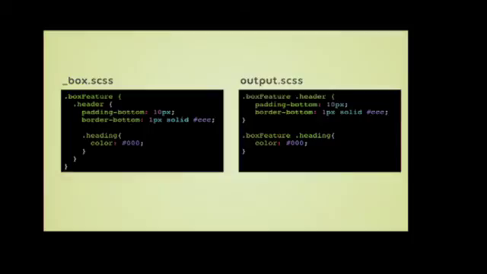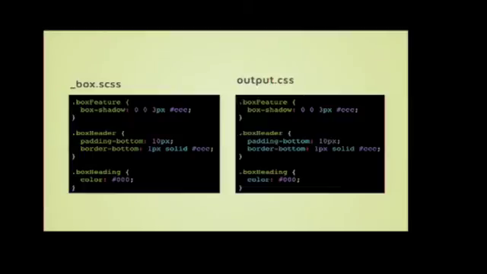And when we're naming our classes, namespacing them can have a lot of benefits. So here we've got the box component again, and we want to try to style the header and the heading. If we give it generic class names like header and heading, in Sass we probably need to nest them within the component in case the same class names are being used in other components, because the class names are so generic.